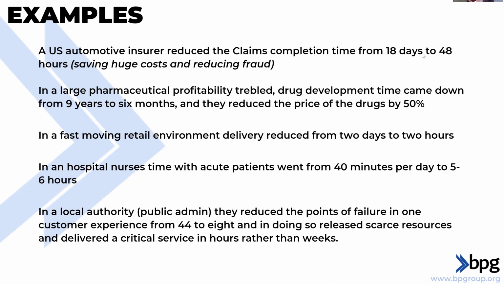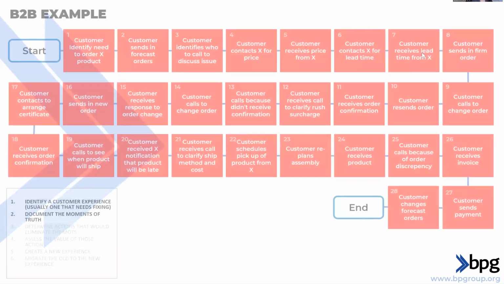In a local authority as well, this was an Australian example, they took 44 moments of truth down to 8 in a matter of weeks and took a cycle time of what would have been 9 weeks down to 2 days. And again, that was COVID specific, being able to get release out to retail organizations. So pretty enormous benefits from using 6SI.